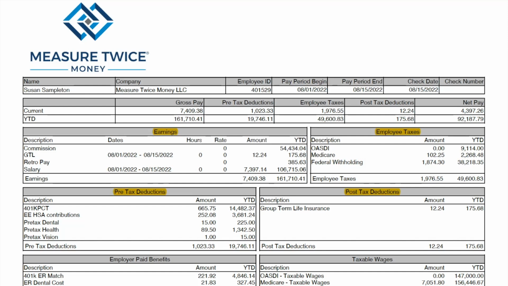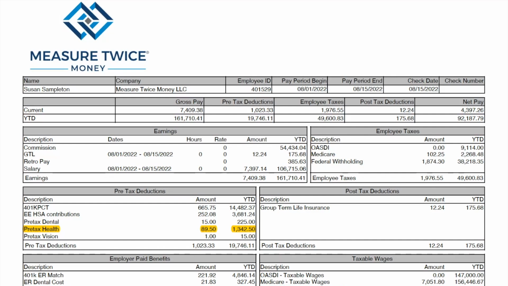We see her current and year-to-date earnings, deductions, both pre-tax and after-tax, and tax withholding. By observing the pay period begin and end dates, we can determine that she is paid twice per month, semi-monthly, so there will be 24 pay periods per year. Now we need to figure out which pay statement this is out of the 24.